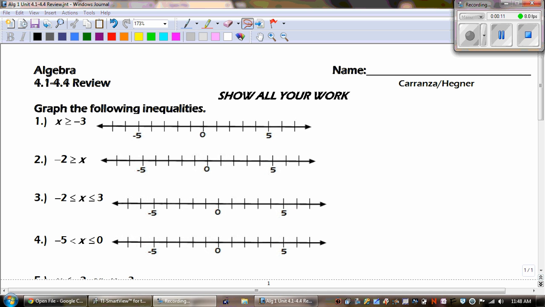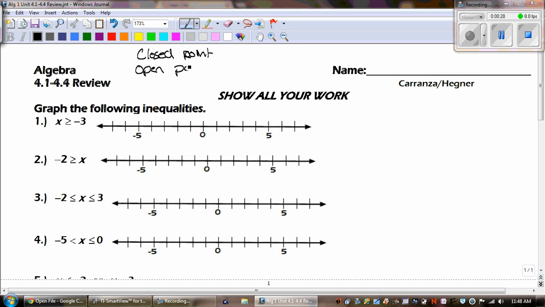Today we're going to be talking about graphing inequalities. Okay, so before we get started with graphing, let's just go over a couple of things. We need to remember when we have a closed point and when we have an open point. A closed point is when we see less than or equal to or greater than or equal to. And an open point is when it is less than or greater than.